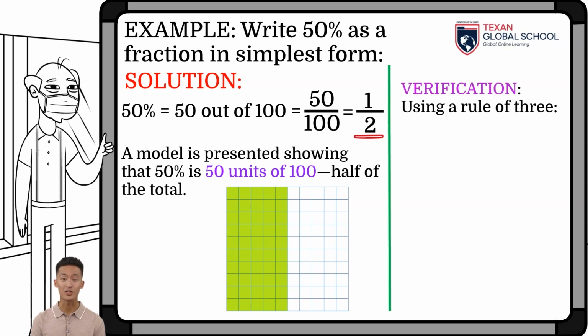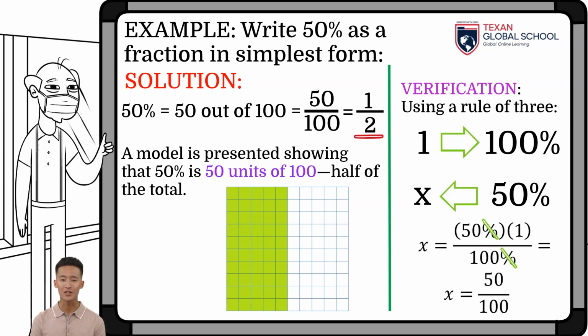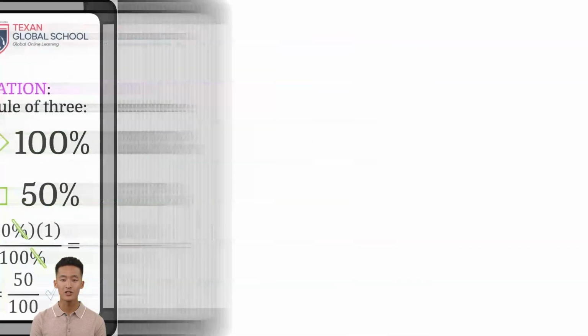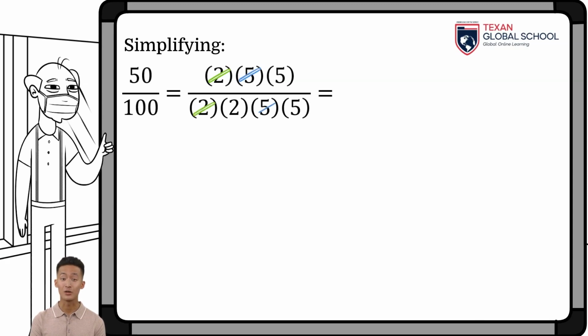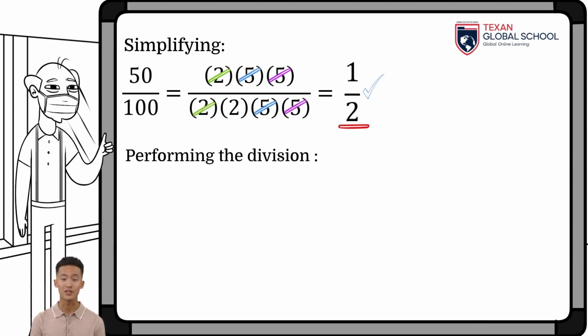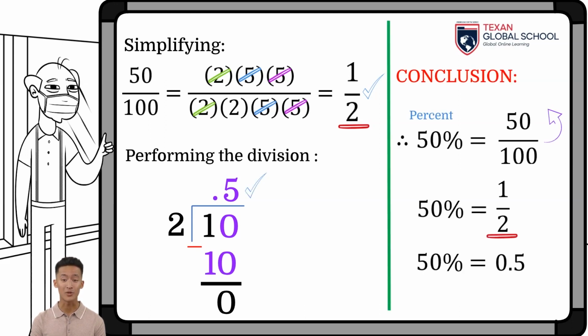We can verify using a rule of 3. 1 as the total is 100%. So, 50%, how much will it be? When performing the cross product, it results in the initial ratio, 50 out of 100. The fraction can be simplified using prime factors in the numerator and denominator, thus obtaining 1/2. Now, performing the division of 1 over 2, with the long division algorithm, results in the decimal form. In this case, 0.5. We can conclude that 50% can be represented as 50 out of 100, 1/2, and 0.5.